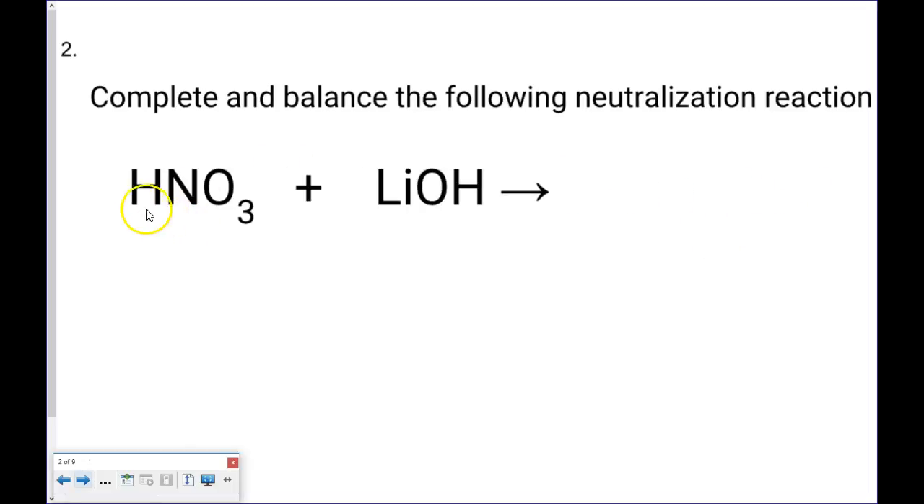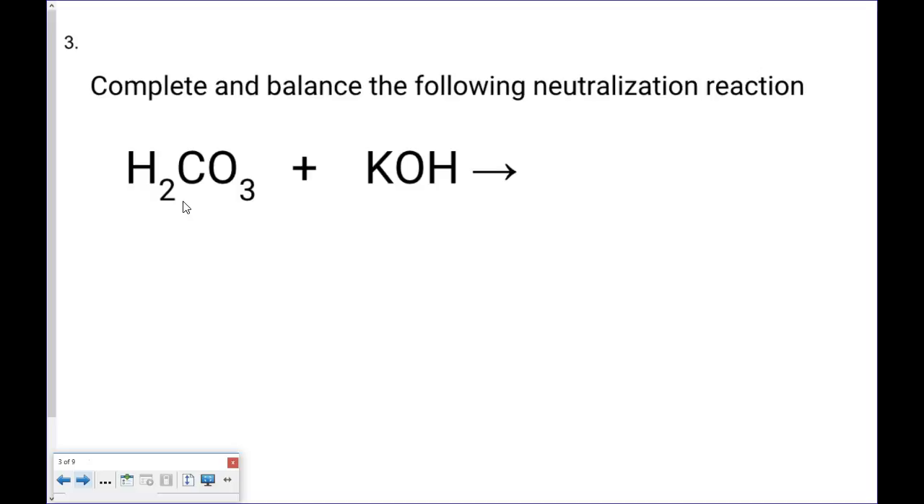Next up, I have nitric acid, HNO3, plus lithium hydroxide. Well, it's a neutralization reaction, so the first thing I'm going to write is water, because they're all going to be making that. Now I'm going to be combining this. It's like a double displacement. The lithium cation is going to be combining with the nitrate anion. Lithium has a charge of +1, nitrate has a charge of -1, so it's just going to be lithium nitrate.